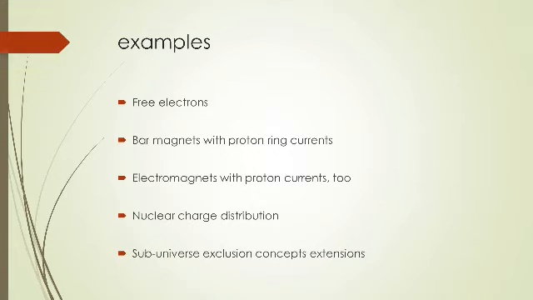So anyway, the nuclear charge distribution is an example of this exclusion and the pairing of, in the iron, the proton to electron forces the charge to form lines of protons. And the final example are the subuniverse exclusion concepts extension. If we consider the atom to be a bunch of subuniverses, that can teach us about our big universe we're in and how we have excluded all other universes.